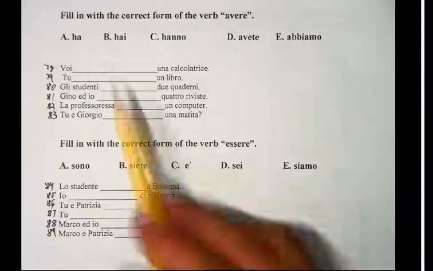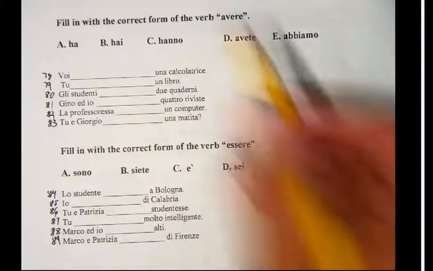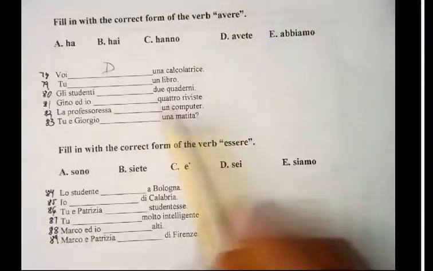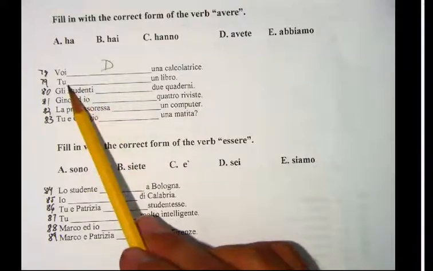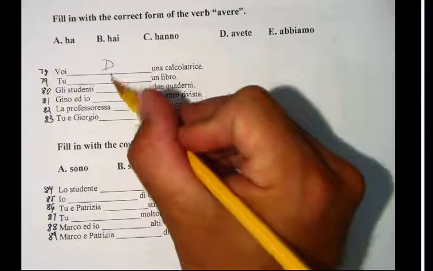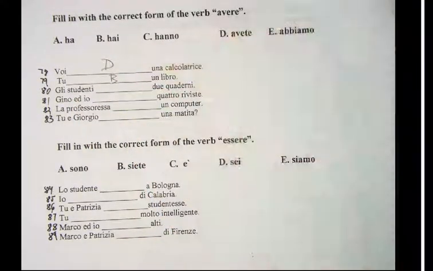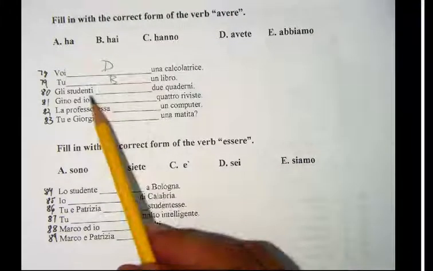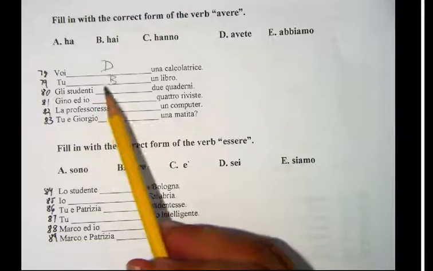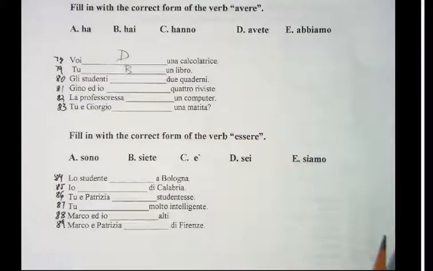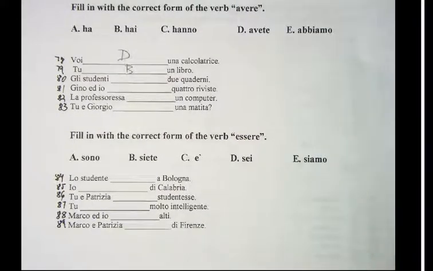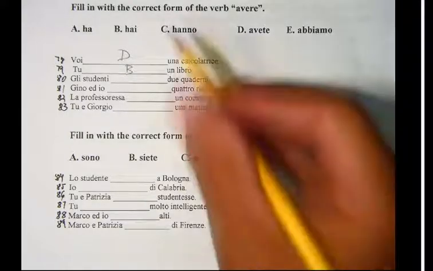Let's check it out. Voi avete. You have a calculator. Tu, i. So these are easy because that's just a matter of knowing the subject pronoun and the verb conjugation. But what do we have here? Gli studenti. Gli studenti means the students. Okay, so the students is a loro. Therefore, the loro form here is si.